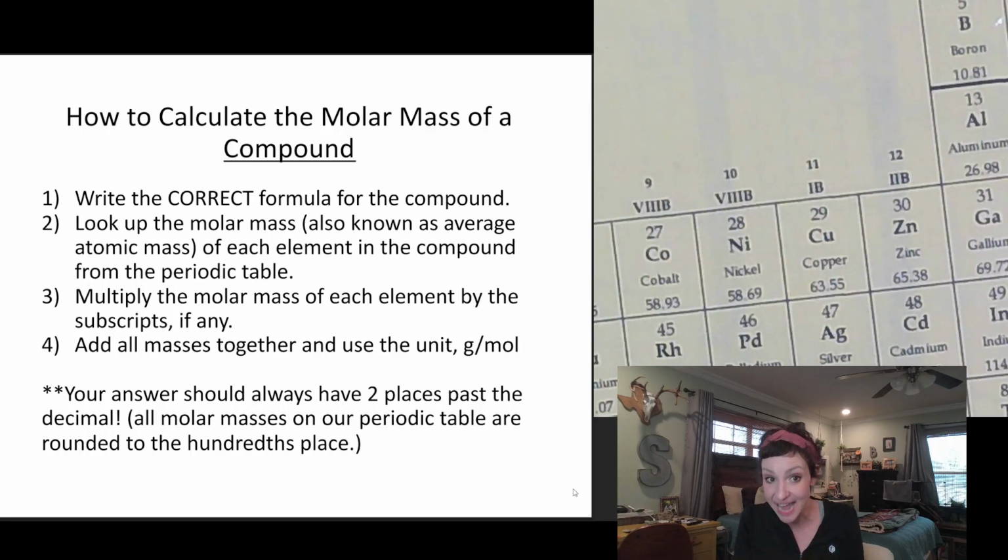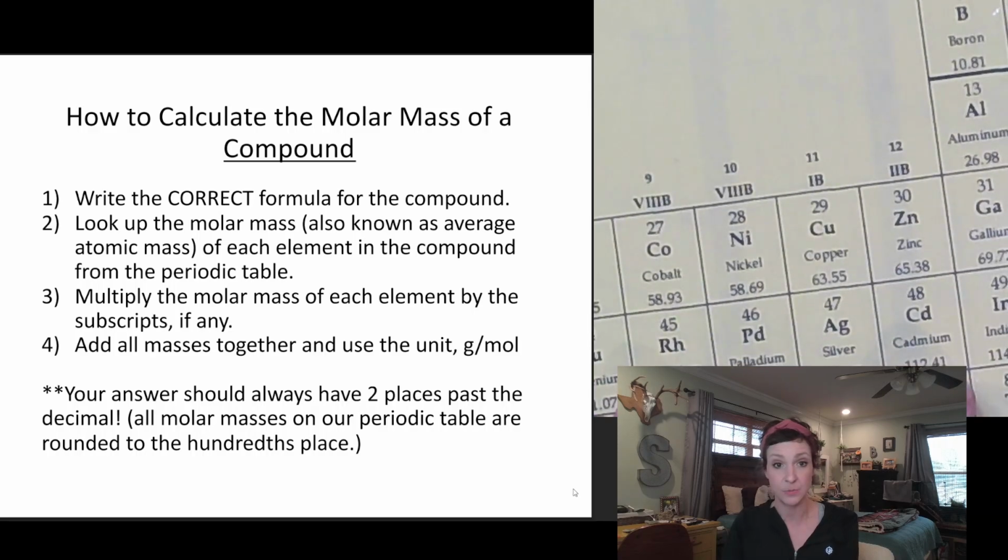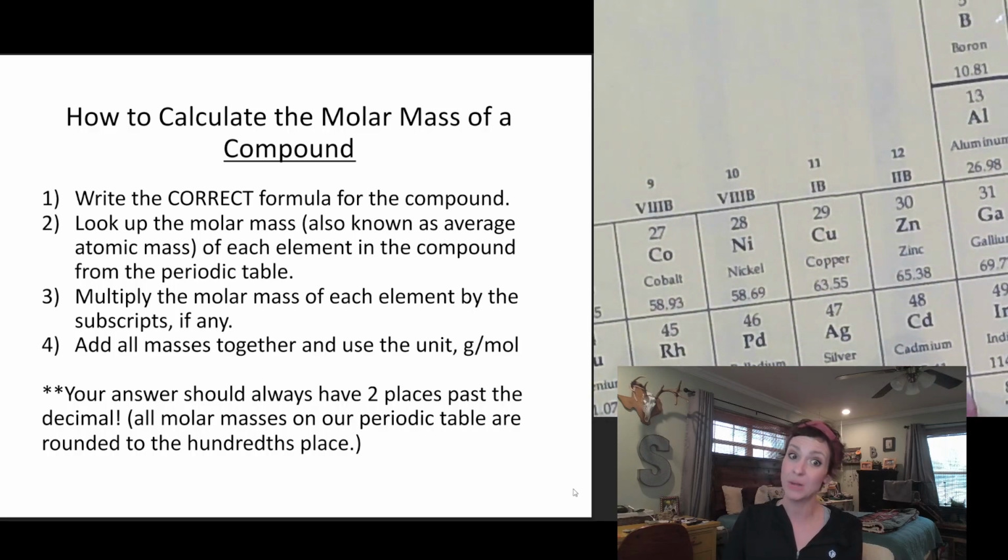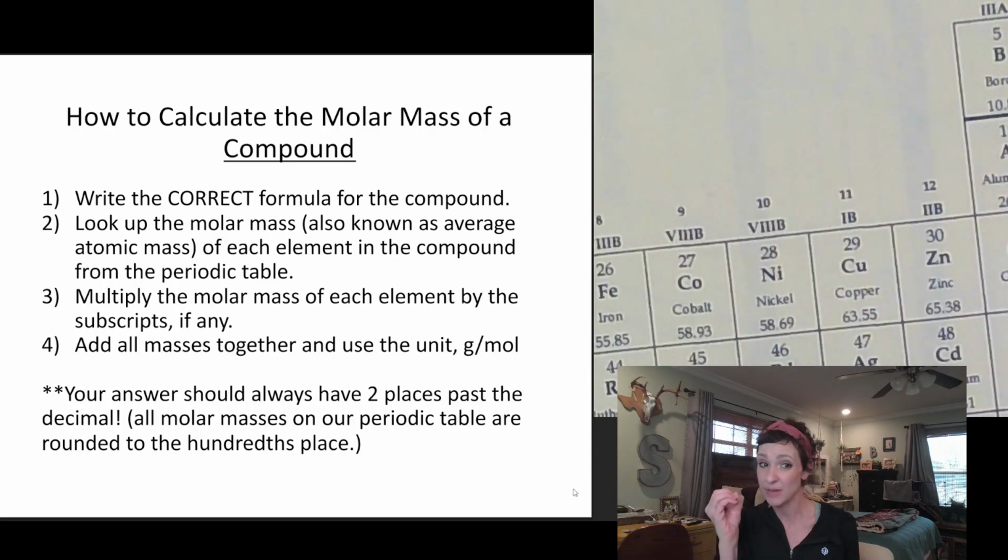Step number 2, you're going to look up the molar mass, which we now know is the decimal number, also known as the average atomic mass. Look that up for each element in the compound on your periodic table. Great, we can find these numbers. We're very smart. Then step 3 is you're going to multiply the molar mass of each element by any subscripts for that element, if any. It may not have any subscripts, and that sounds good.